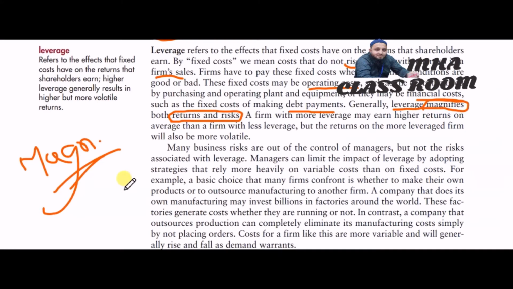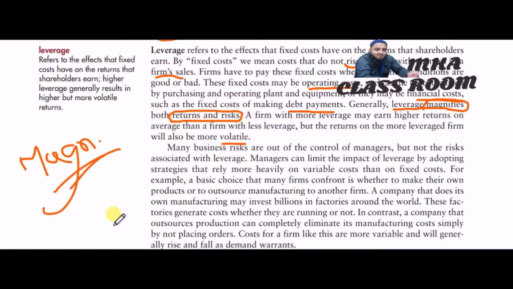A firm with more leverage may earn higher returns on average than a firm with less leverage, but the returns on the more levered firm will also be more volatile. That means if the firm has more leverage, it has a chance of earning more profit, as well as a greater chance of risks. Many business risks are out of the control of managers, but not the risks associated with leverage.